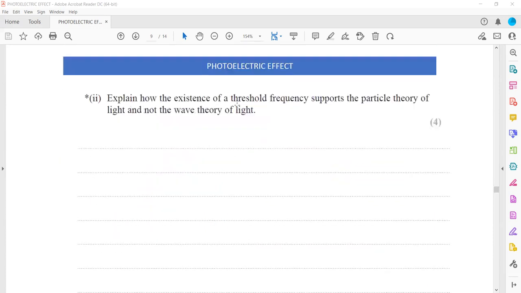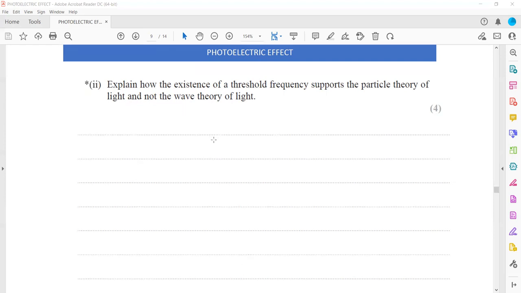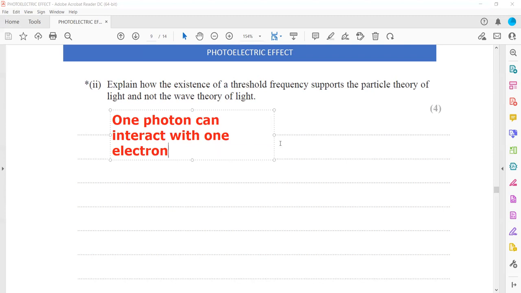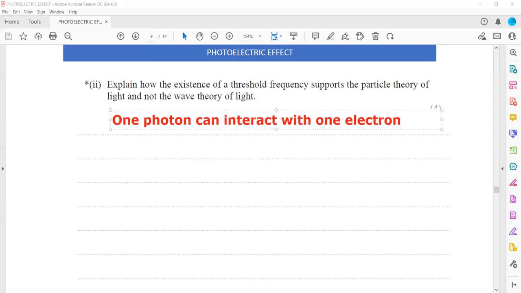Explain how the existence of a threshold frequency supports the particle theory, not the wave theory. An asterisk question means your answer should use proper terminology, and the points should be related to each other when explaining. First, according to particle theory, one photon can interact with one electron. When light has a particle nature, one electron can absorb one photon at a time.